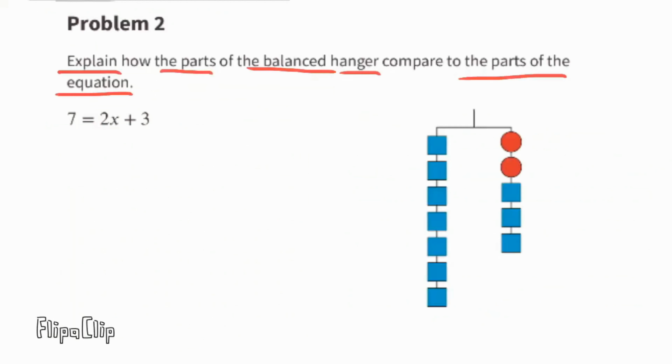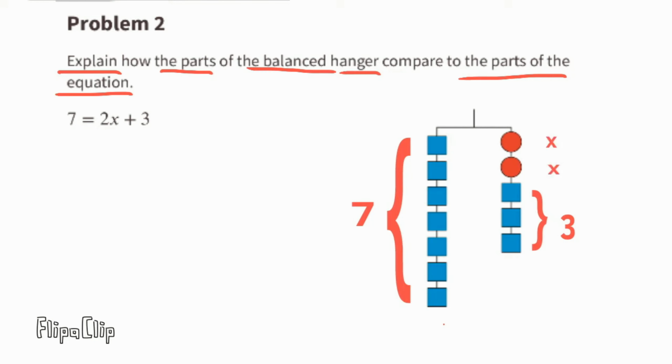Problem number 2. Explain how parts of the balanced hanger compare to parts of the equation. The equation is 7 equals 2x plus 3. The stack of 7 blue blocks on the left side of the hanger represents the 7 in the equation on the left side of the equal sign. The stack of 3 blue blocks on the right side of the hanger represents the plus 3 on the right side of the equal sign of the equation.